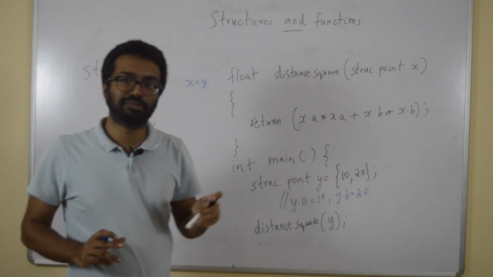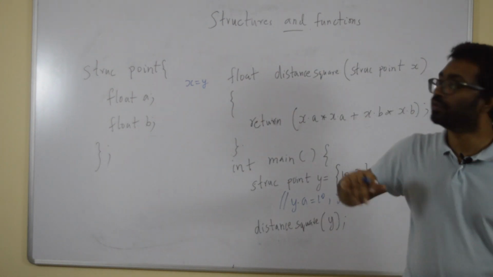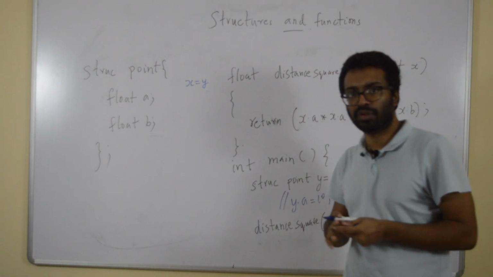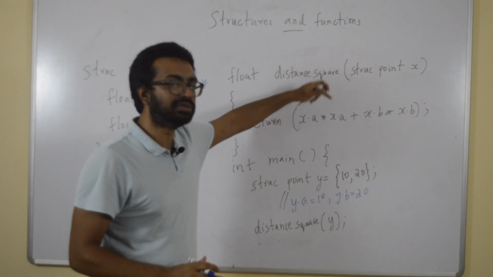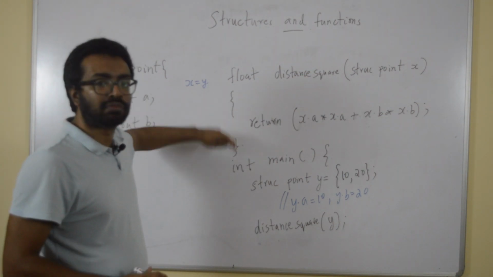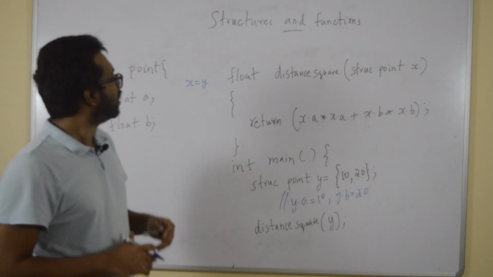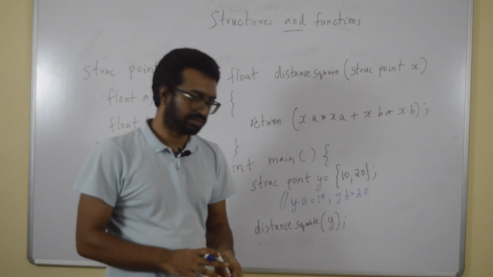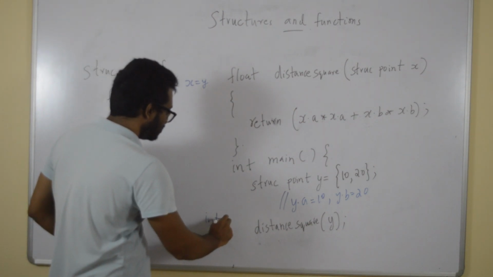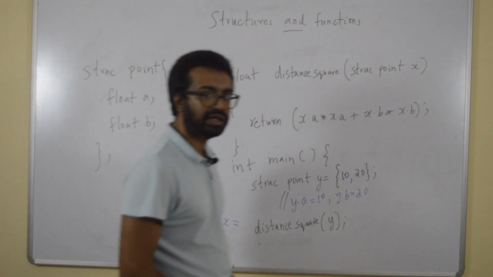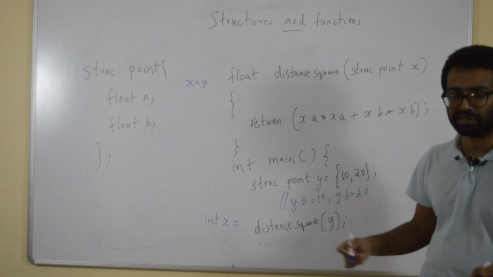So remember that if y had some pointers, only the pointer values will be copied to x. There is no deep copy happening. So x becomes equal to y, and then this statement is executed and the value returned. So we can take the returned value into a variable and print it, etc.